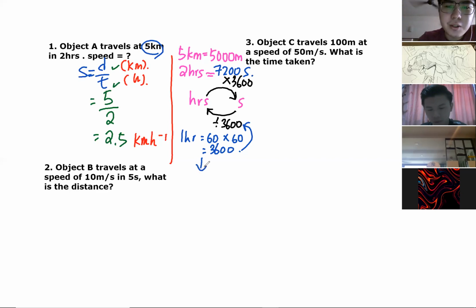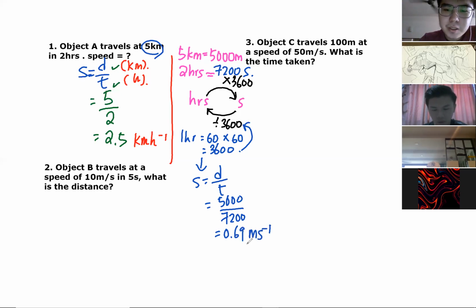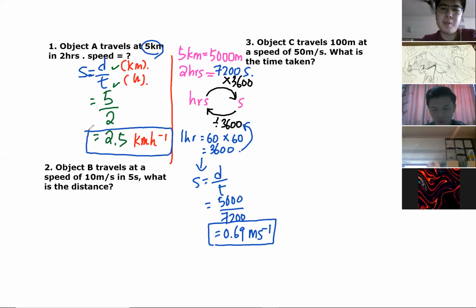All right, so I continue here. S = d/t. D is 5,000, and the time is 7,200. That gives you 0.69 meter per second. So in meter per second it is 0.69. In kilometer per hour, it is 2.5 kilometer per hour. It's the same speed, just a different unit.